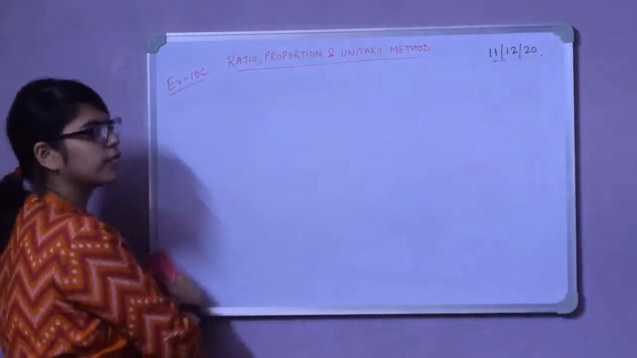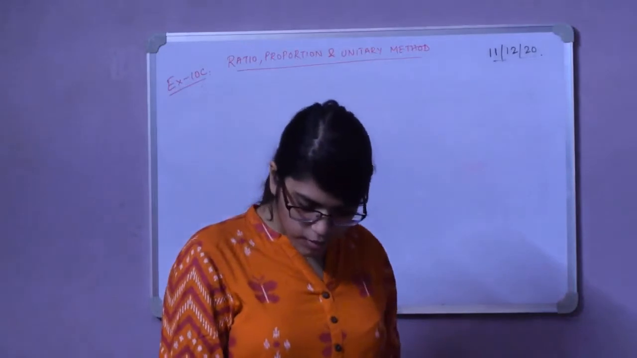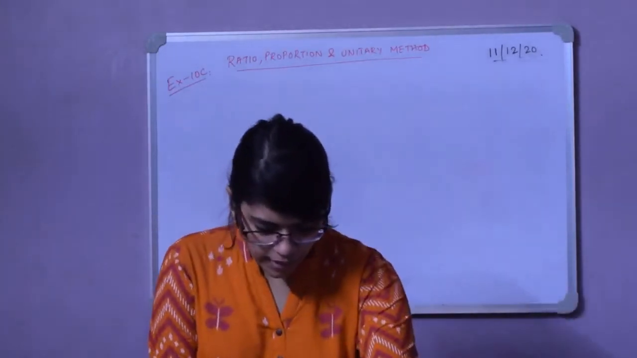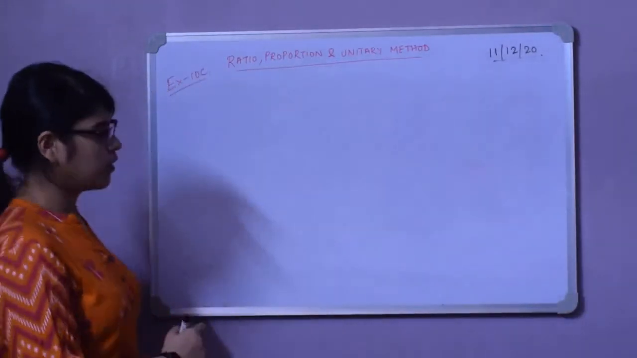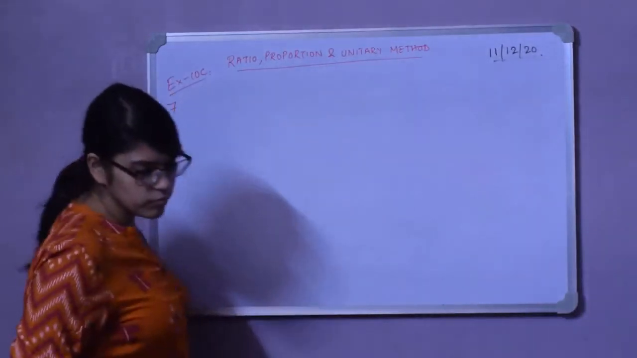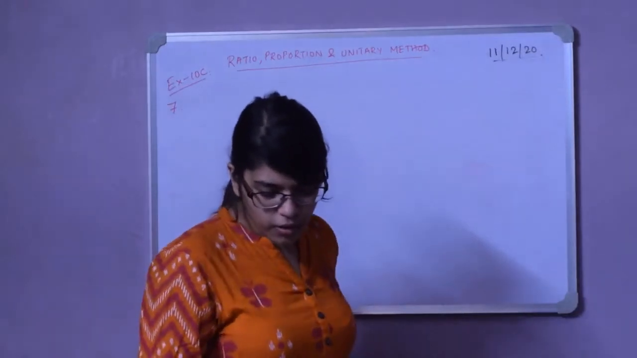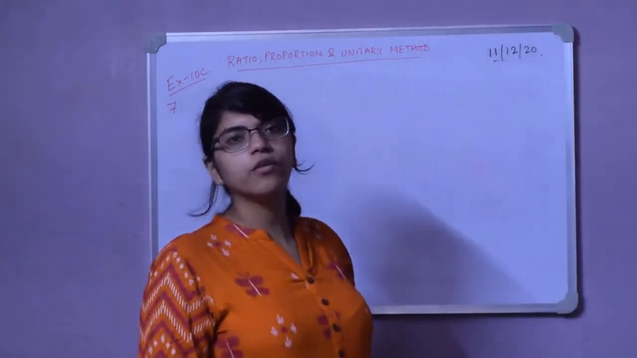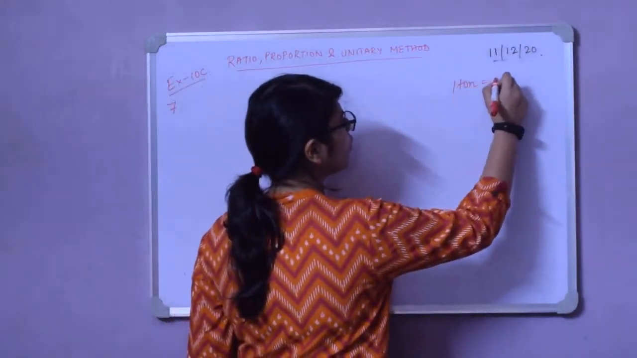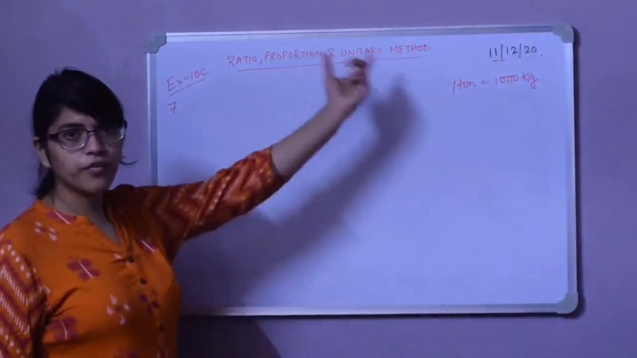So that is sum number 2. Most of the sums will be like this. If you look at sum number 3, 4, 5, 6, all are the same. So let us now do sum number 7. In sum number 7, 1 ton means 1000 kg, okay, that you have to remember.